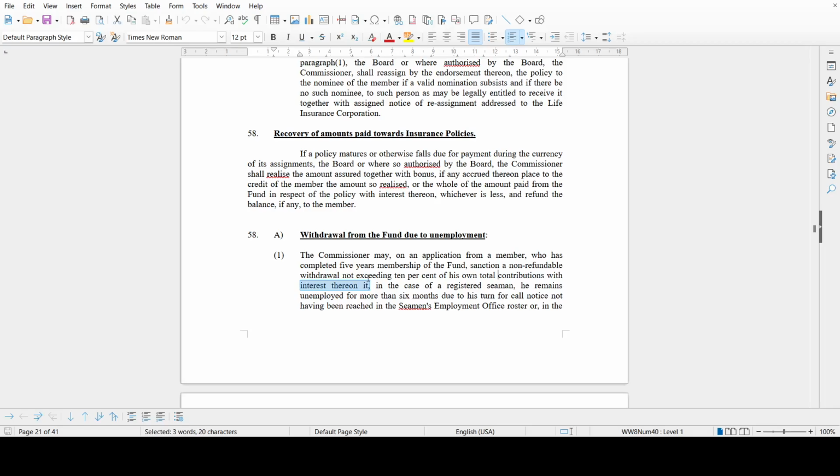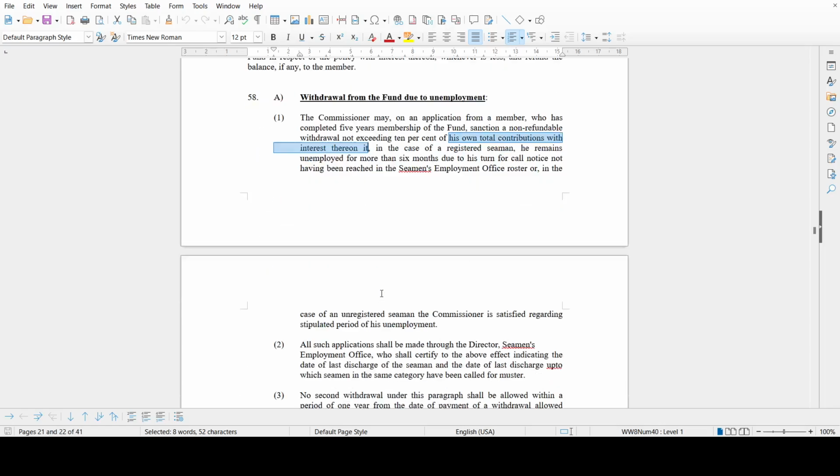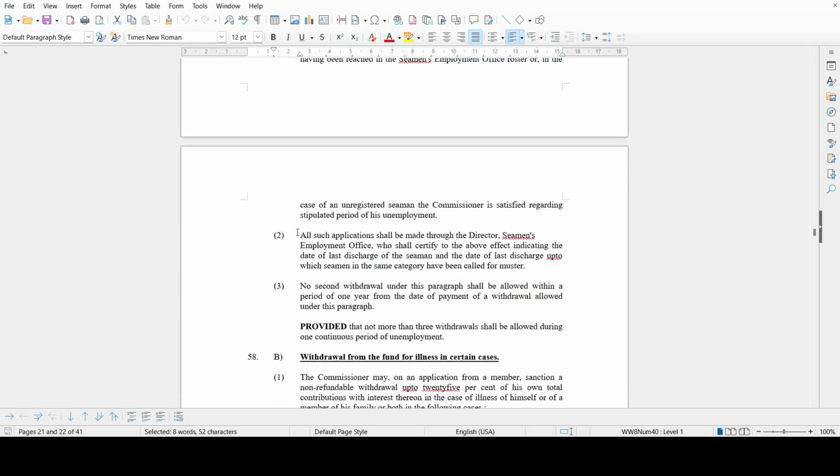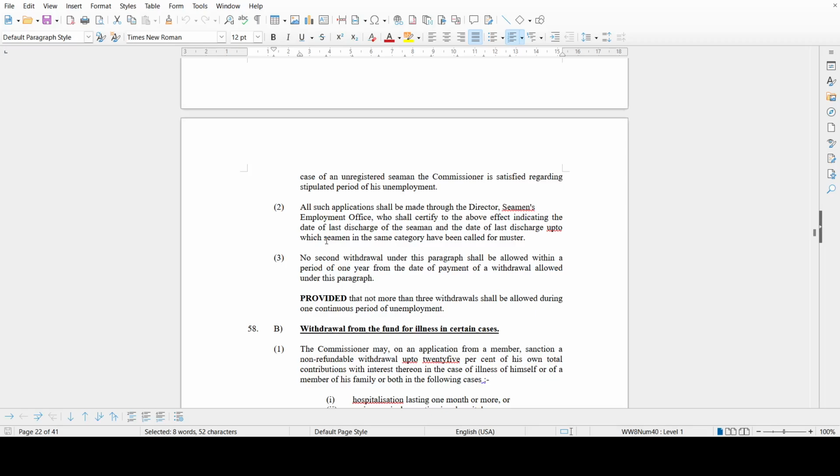So if you have completed your 5 years, then you are eligible to apply for this Seaman's Provident Fund withdrawal, and the commissioner will not sanction you more than 10% of the Seaman's own total contribution with interest. It is not 10% of the total, but only the Seaman's contribution. This is the first condition where you can apply. And the second condition is, a lot of things are there, you can read all the things, but I'm not going to read everything because this video will be quite long if I read every bit of information.